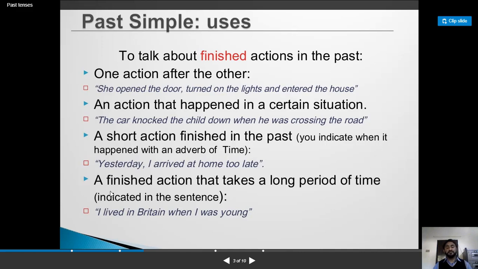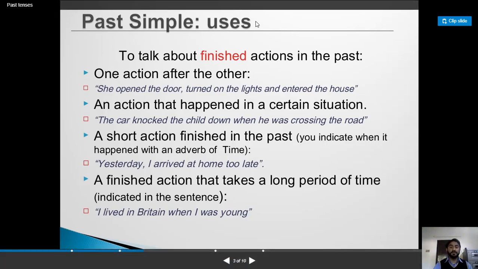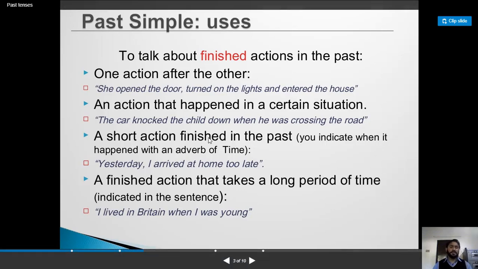The fourth use of the past simple is a finished action that takes a long period of time. What do you mean by this? It means a finished action that takes a long period of time.